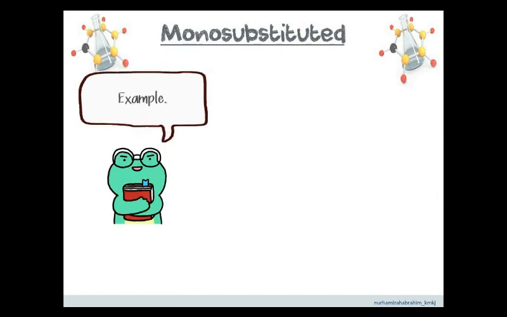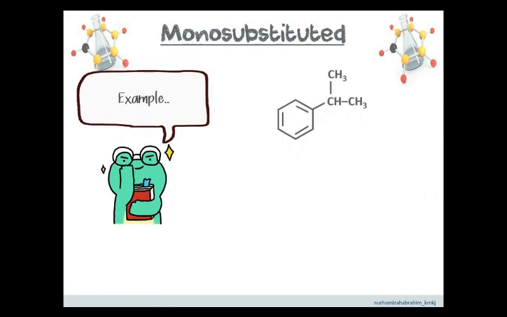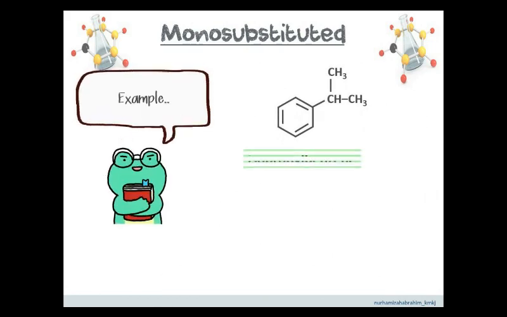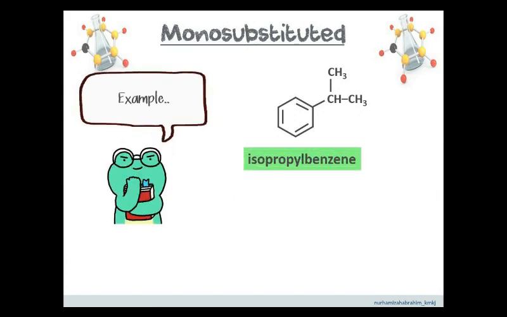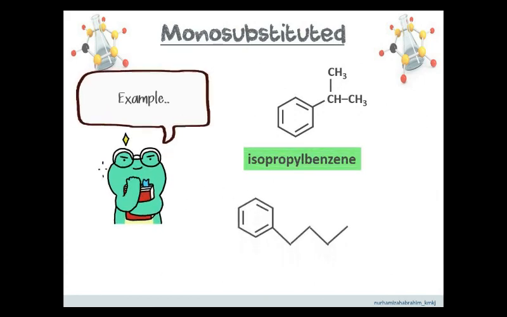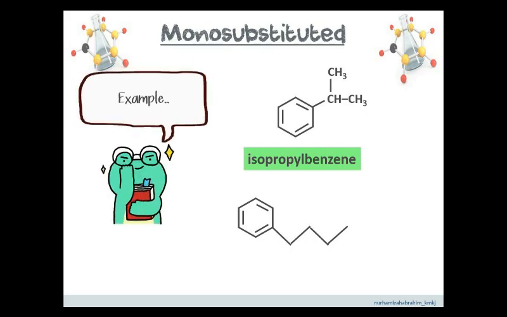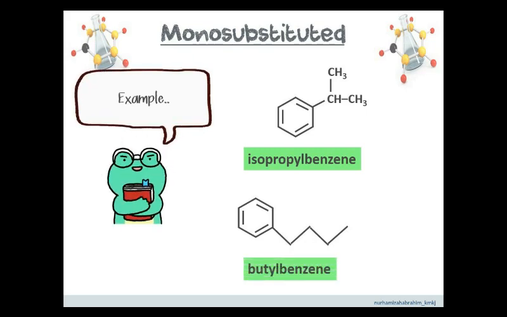For example, the first structure has isopropyl as a substituent. Therefore, the name is isopropylbenzene. For the second structure, it contains butane as a substituent, which becomes butyl. Thus, the name is butylbenzene.